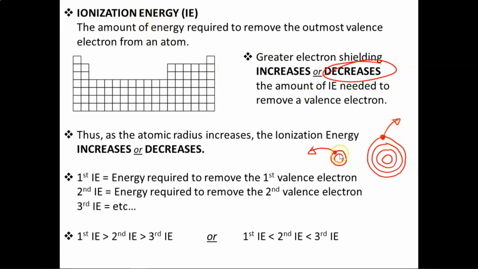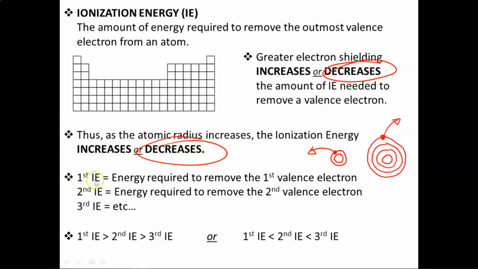Versus if you have very little electron shielding, the nucleus can now hold on to the electron very, very tightly, and then you're going to spend a lot more energy to try to rip that electron off, so you have an increased ionization energy. Thus, as the atomic radius increases, the ionization energy decreases.